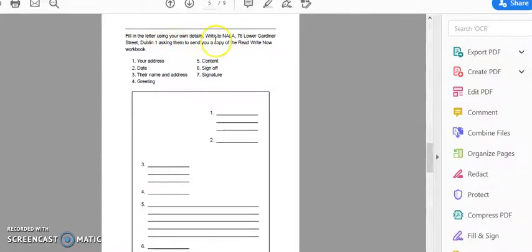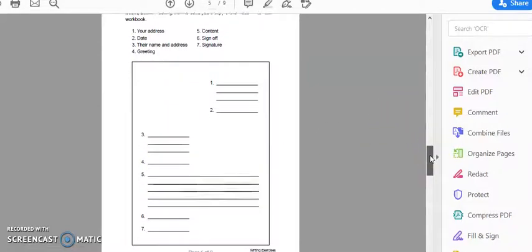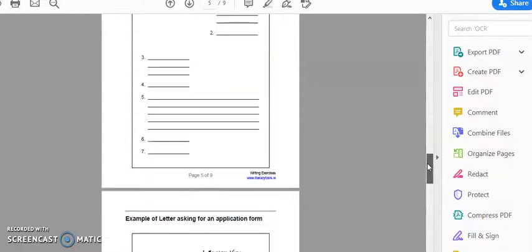Write to Nala. So you're going to write a letter to Nala, and you're asking them to send you a copy of the Read Write Now workbook. So again, you'll be putting your own address here, and it details them with the numbers, the date down here, their name and address, the greeting. And if you don't know who you're writing to in Nala, maybe make up a name, Dear Mr. Kelly or Dear Mrs. Murphy or whatever.